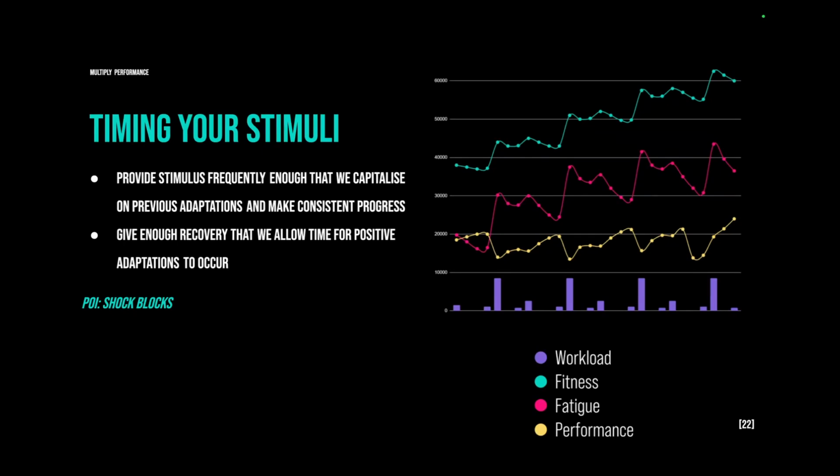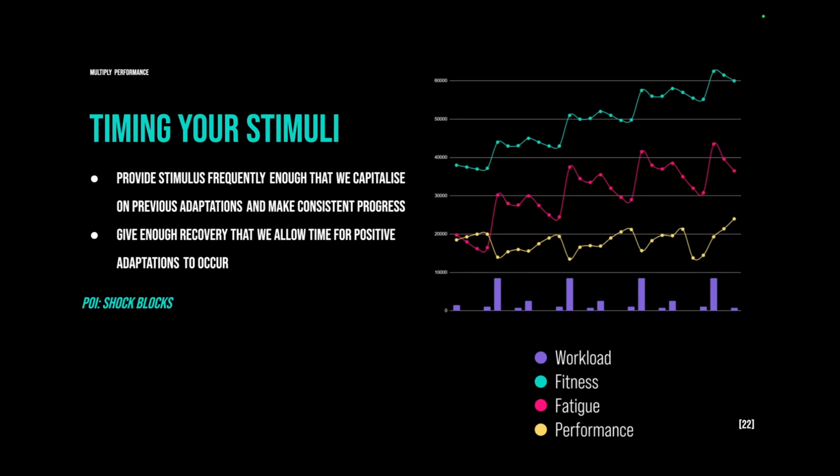So if I train too frequently, the chances are that I'm not going to give myself enough time to recover, and I'm just going to start gradually moving towards maladaptation and a drop off in performance and potentially overtraining. But if I don't train often enough, then I might never see any kind of positive adaptation long term, because by the time I'm training again, I'm just back to baseline. The point of interest here is the idea of shock blocks.